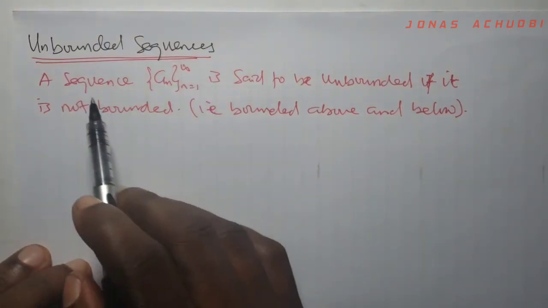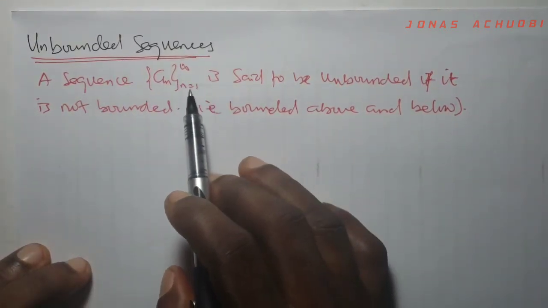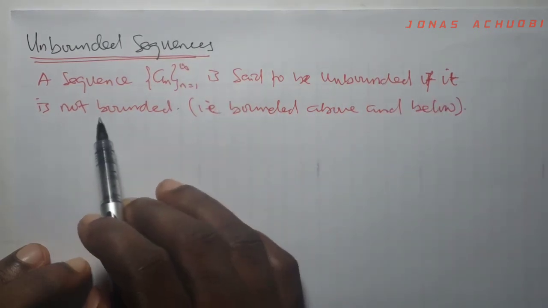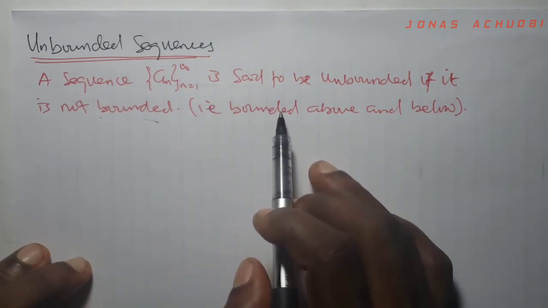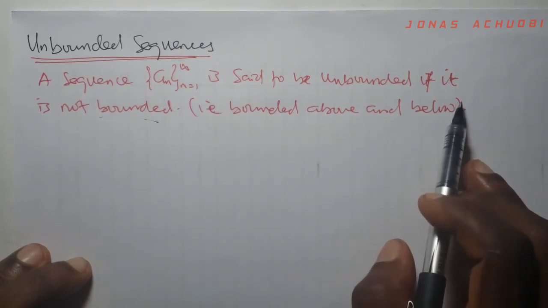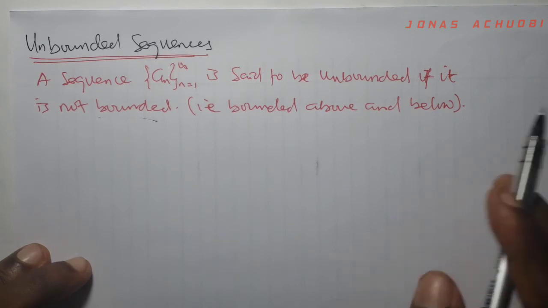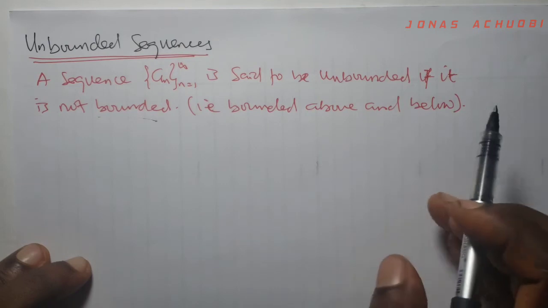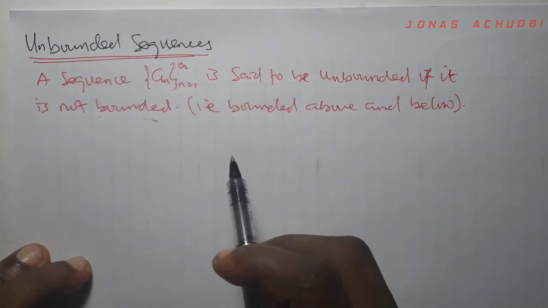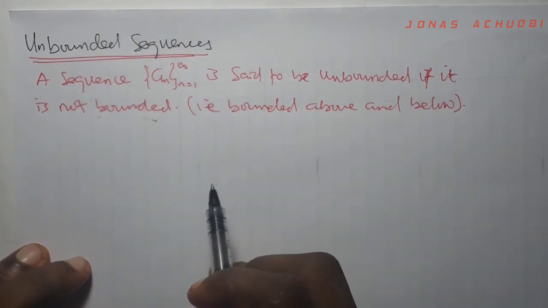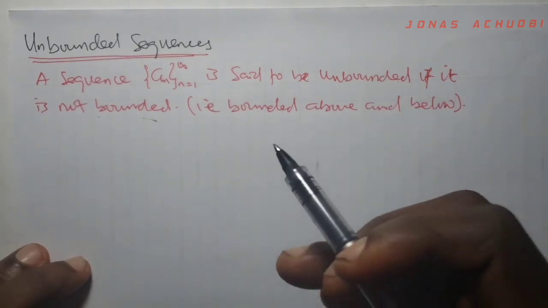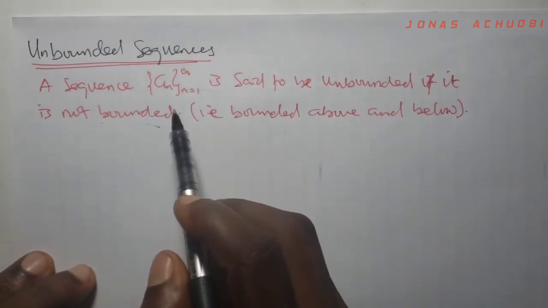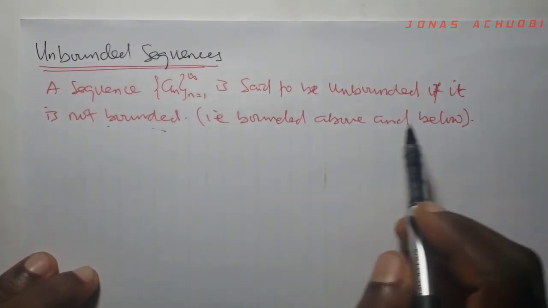Unbounded sequences. A sequence a_n where n goes from 1 to infinity is said to be unbounded if it is not bounded. That is, it's not bounded above and below. We have already seen examples where a sequence had an upper bound and we said that the sequence was bounded above. Where it had a lower bound without an upper bound, we said it's bounded below. So if the sequence has an upper bound, we say it's bounded above, but we cannot say it's bounded. So for the sequence to be bounded, it has to be bounded above and below.